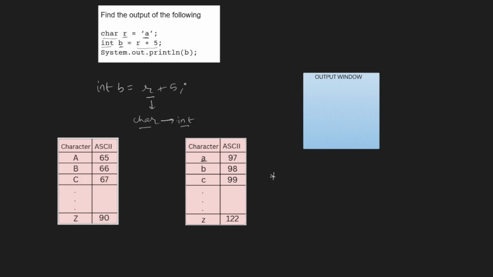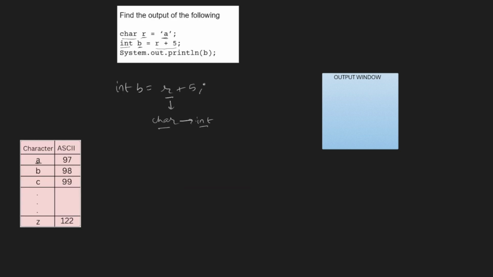So here, if I want to evaluate this expression int b is equal to r plus 5, I'm just going to use ASCII values. So let's just rewrite the same expression. We have int b is equal to r plus 5. Since the char data type is lesser than an int, a char gets implicitly converted to an int. However, an int can't get implicitly converted to a char. So here Java is going to implicitly convert this char value lowercase a to an int.